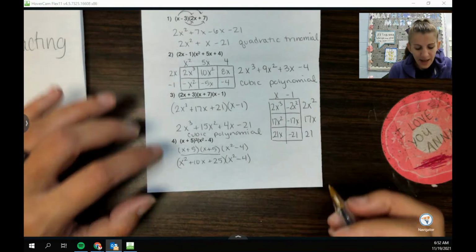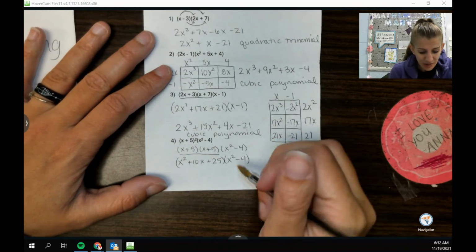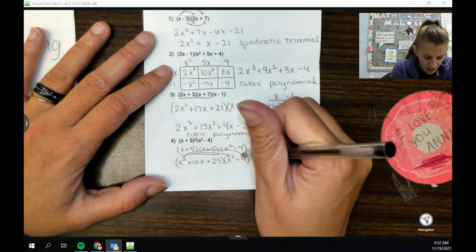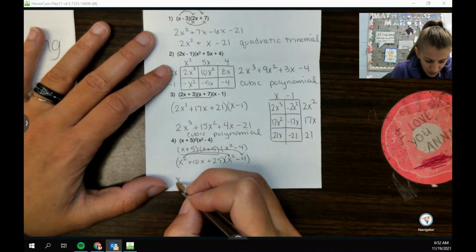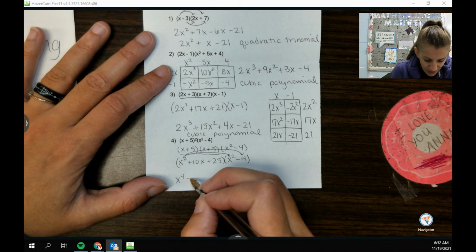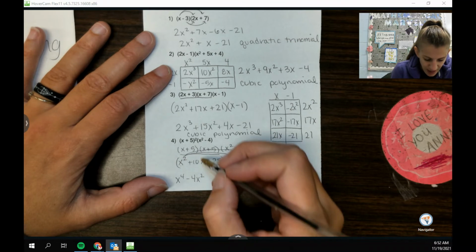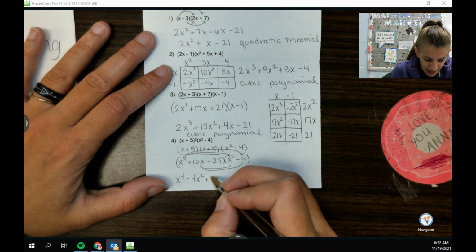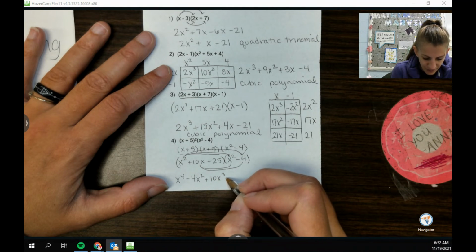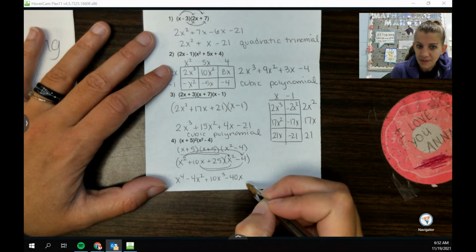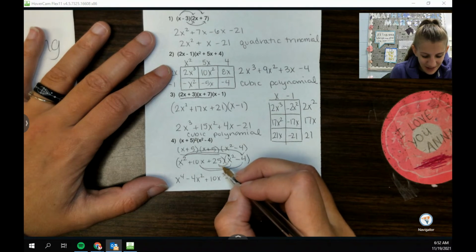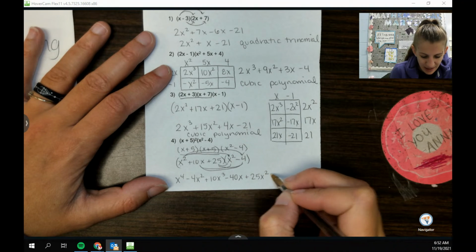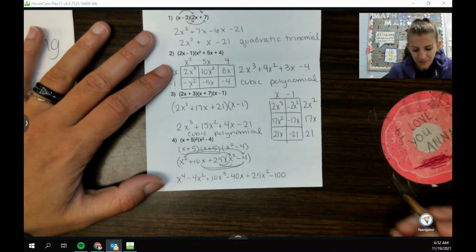And then we could set up a box, or I could do the arrows. We could do that, where like this goes to both of these. So like x to the fourth, and then negative 4x squared. And then the 10 goes to both of these. So plus 10x to the third, minus 40x. And then the 25 goes to both of these. So plus 25x squared minus 100.